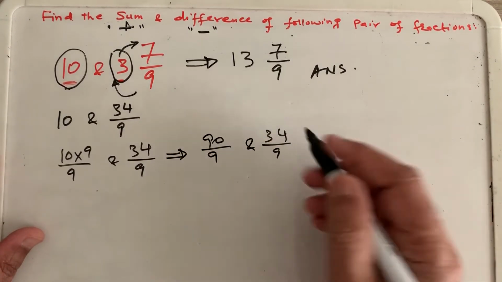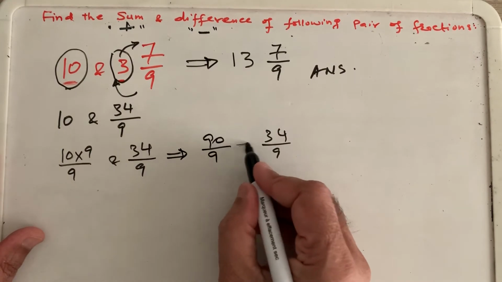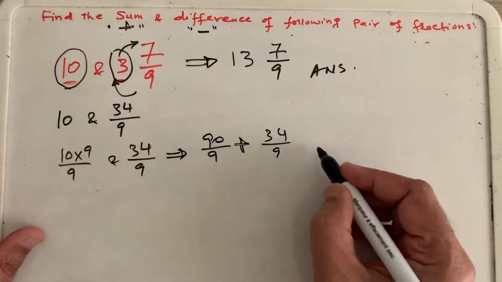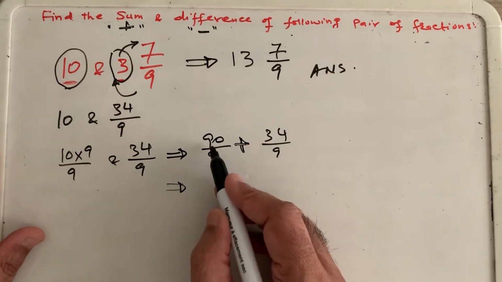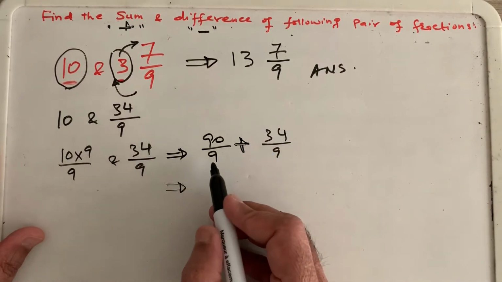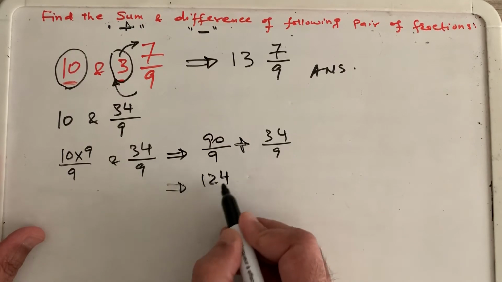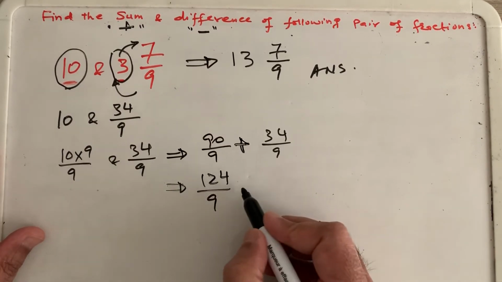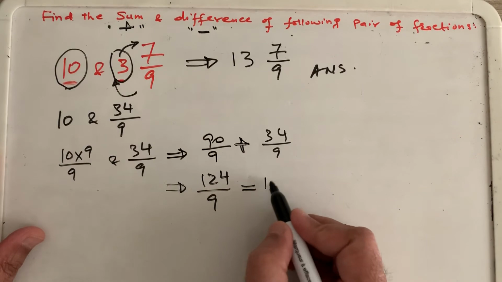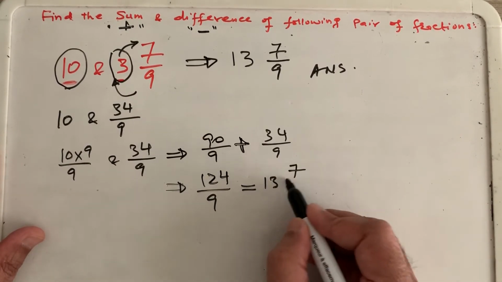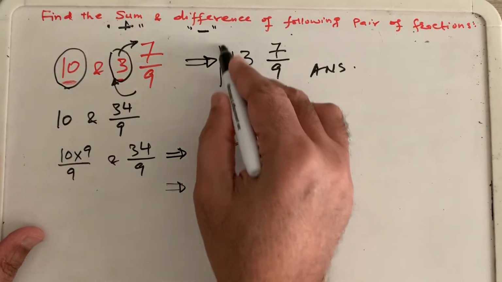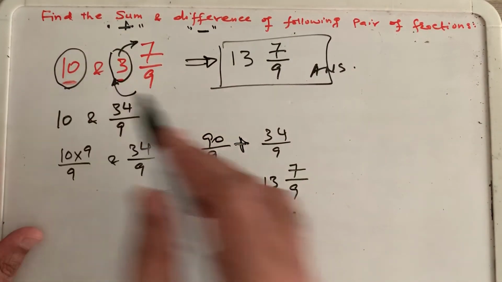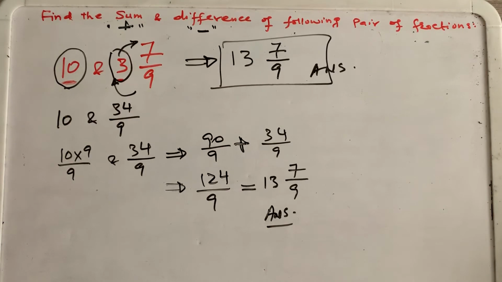Right? Now you can add or subtract. So you can put an addition sign one time, and one time you can put a subtraction sign. Okay, we'll do addition first. So 90 plus 34 will give you 124. 124 divided by 9, if you divide it back, it will give you 13 whole and 7 by 9. Again, the same answer, right? You did it without doing anything, because you know that mixed numbers can be added up, right? 10 plus 3 and 7 by 9 is there.